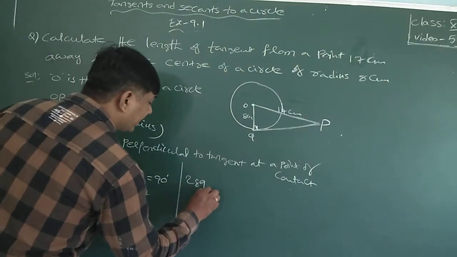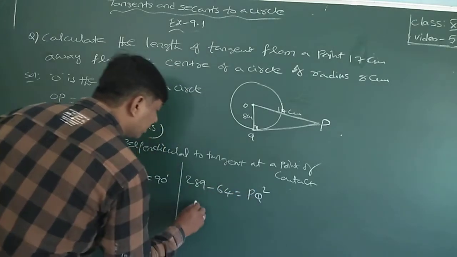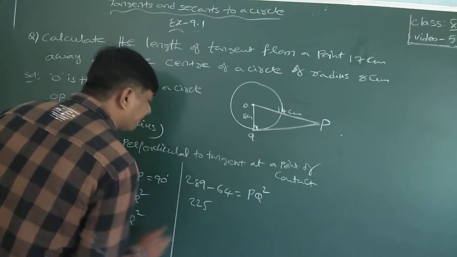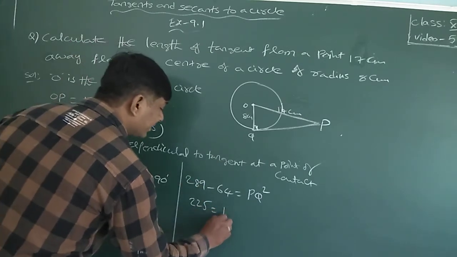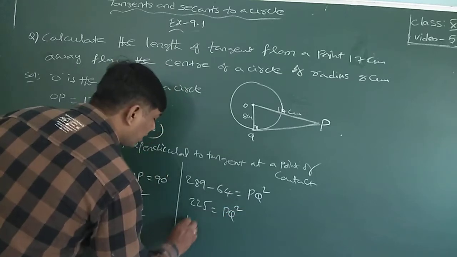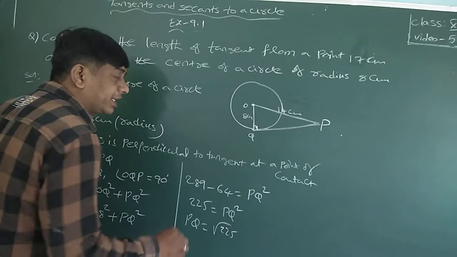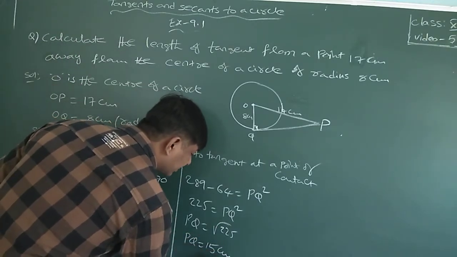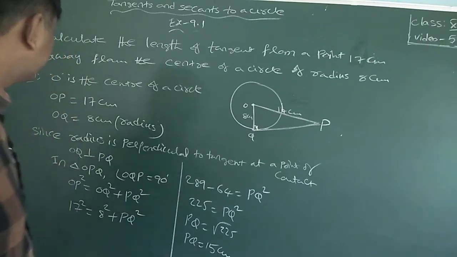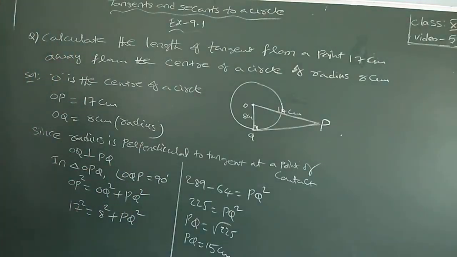Now 289 minus 64 is equal to PQ square. Now 225, I think, if I am not wrong, is equal to PQ square. Now PQ is equal to root 225. Length cannot be negative, so PQ is equal to 15 centimeters. The length of the tangent is 15 centimeters.